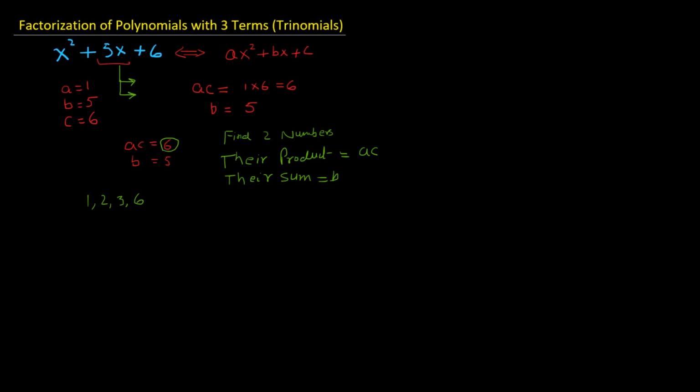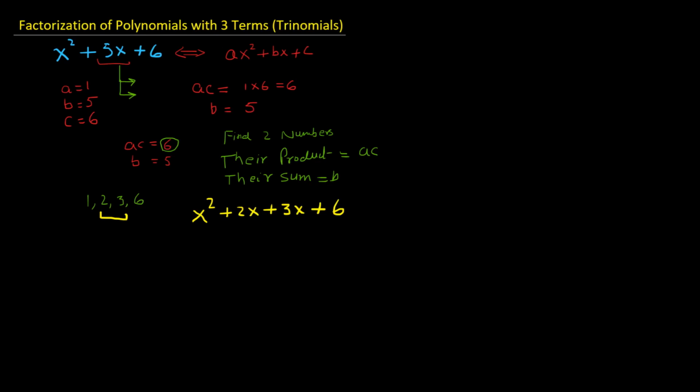Out of these numbers, which 2 numbers when multiplied give 6, and when added give 5? You can easily figure out that if we multiply 2 and 3 we get 6, and if we add 2 and 3 we get 5. So we will split this 5x into 2x and 3x. Once we have found these numbers, we split the middle term into them. So we rewrite our original expression: x squared plus 2x plus 3x plus 6.